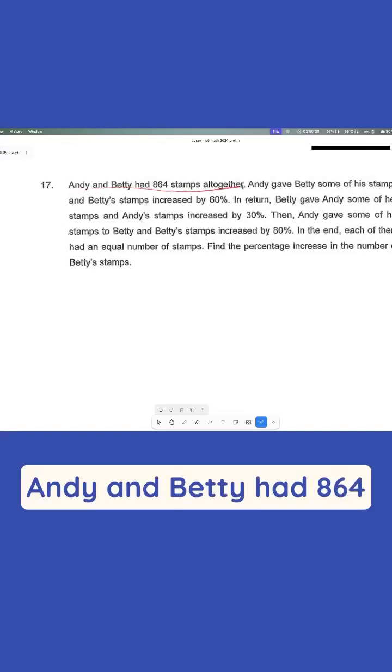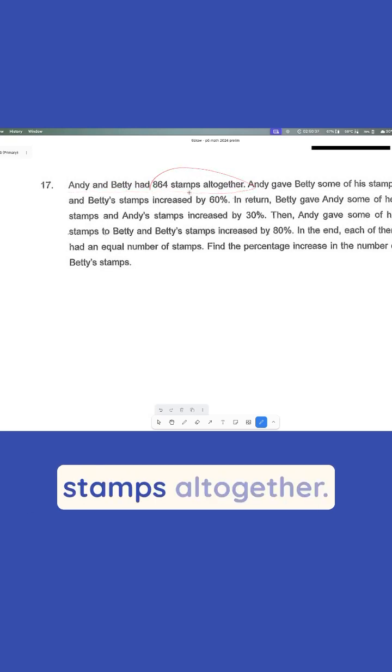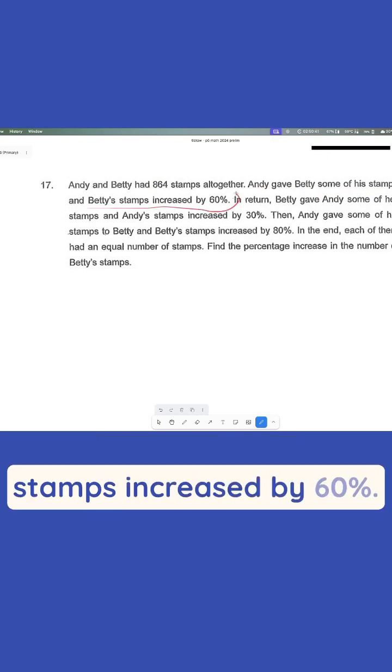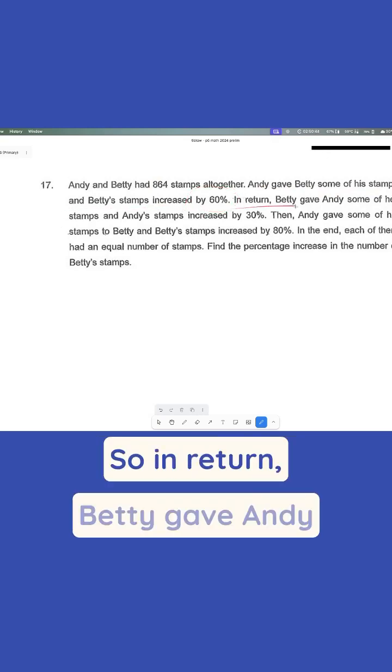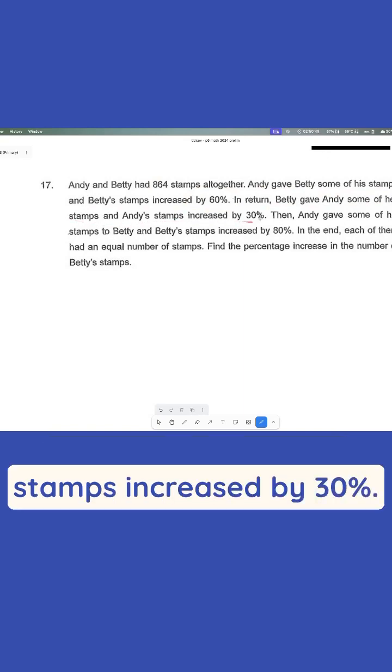Andy and Betty had 864 stamps altogether. So, question 17. Andy gave Betty some of his stamps, and Betty's stamps increased by 60%. In return, Betty gave Andy some of her stamps, and Andy's stamps increased by 30%.